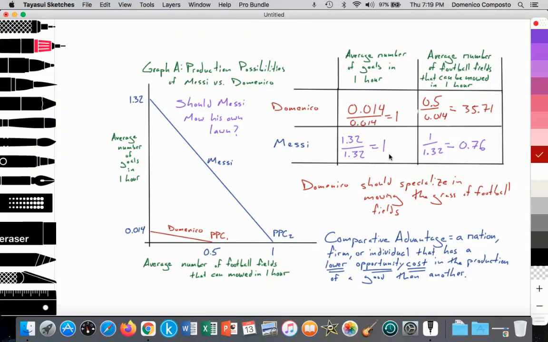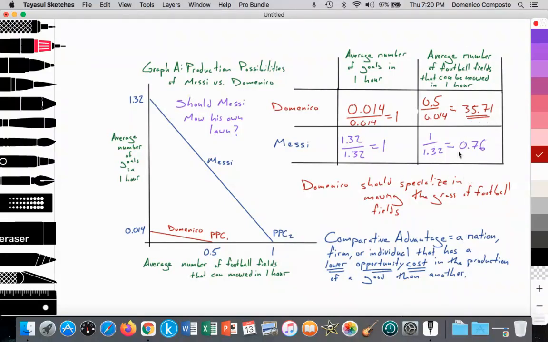So look at this. Every time Lionel Messi scores one shot, in the time it took him to score once, he lost the ability to cut 3/4 of a football field. Whereas for me, in the long amount of time it takes me to score that one shot, because it's very unlikely that I will score in each hour, in the time that it takes me to score that one shot, I could have cut 35.71 football fields. So my opportunity cost is very, very high. I should not be playing football because in the time it takes me to score, I could have cut the grass of 35 football fields.